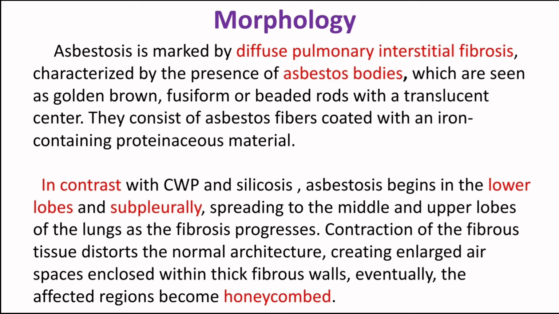In contrast with coal worker pneumoconiosis and silicosis, asbestosis begins in the lower lobes and subpleurally, spreading to the middle and upper lobes of the lungs as the fibrosis progresses. The contraction of fibrous tissue distorts the normal architecture, creating enlarged air spaces enclosed within thick fibrous walls. Eventually, the affected regions become honeycombed.